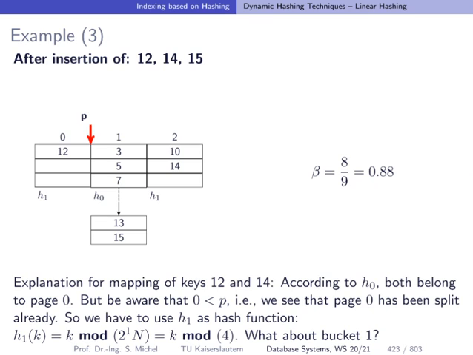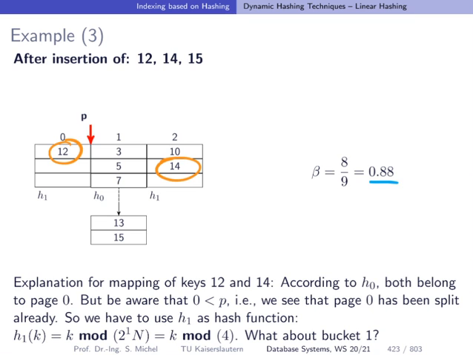So after inserting 12, 14, and 15, we again see here we have the allocation factor 0.88. That means we are again exceeding the threshold that is indicating the split. And now we see the following situation here. And interestingly, I'd like to pick this out, we see that there is 12 and 14 here.